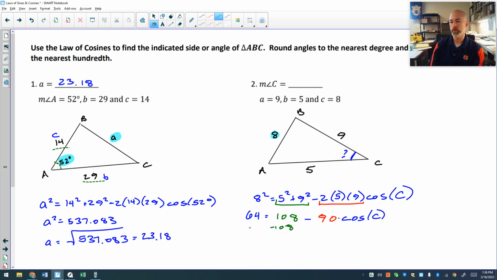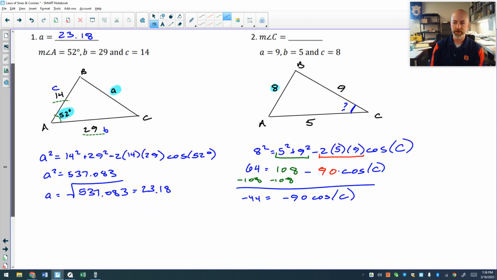I'm going to move the 108 over, and I'll do 64 minus 108, which is going to be negative 44, equals negative 90 cosine of C. Now we will divide by the negative 90. Negative 44 divided by negative 90, I'm just going to write as 44 over 90. That does reduce, but it really doesn't matter because I'm about to put the next part in the calculator.